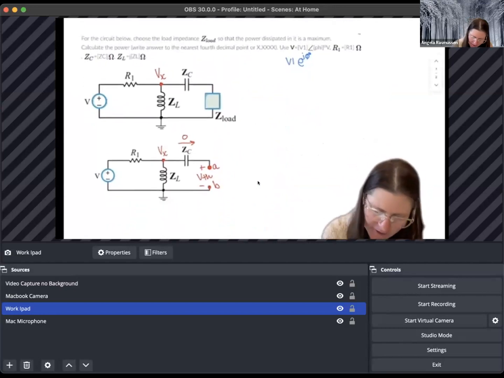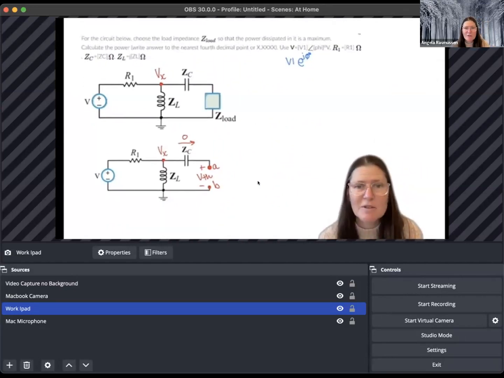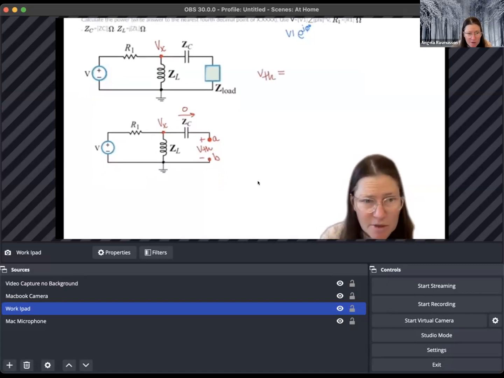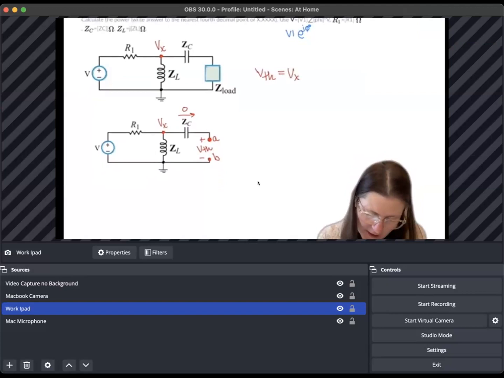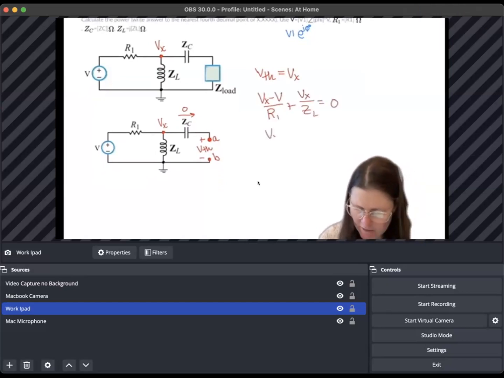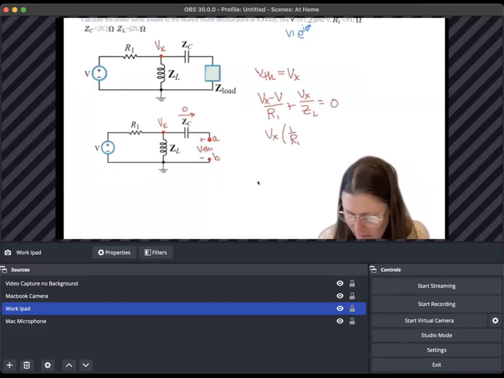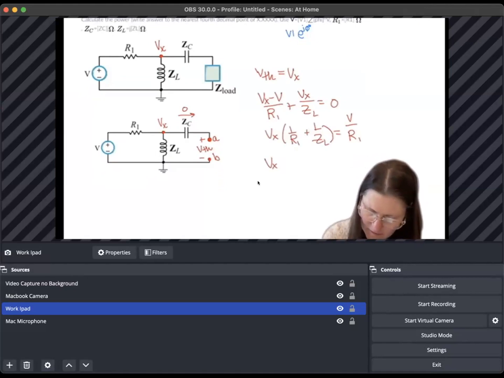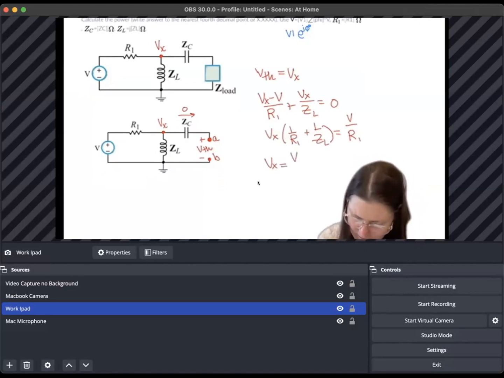And then solving for this one, you have to note that VTH was equal to VX, which you had stated, which was correct. Awesome. And then (VX minus V) over R1 plus VX over ZL equals V. So far, so good. Here comes the moment of truth. See if I can do greatest or lowest common denominator.